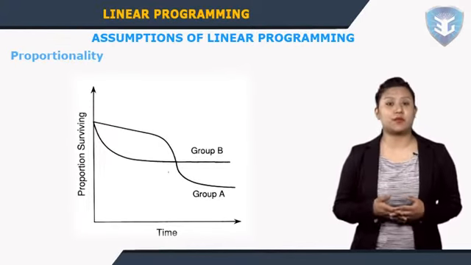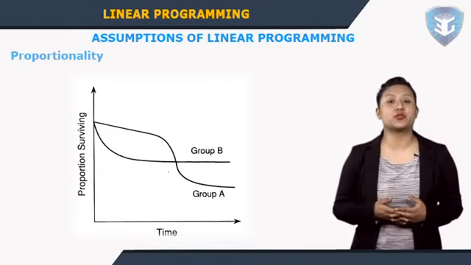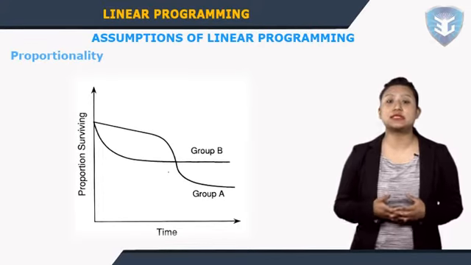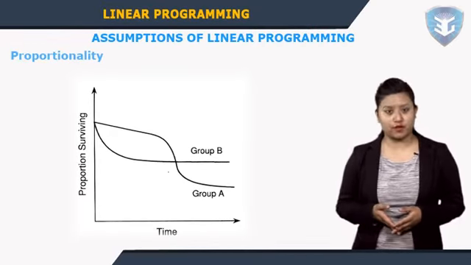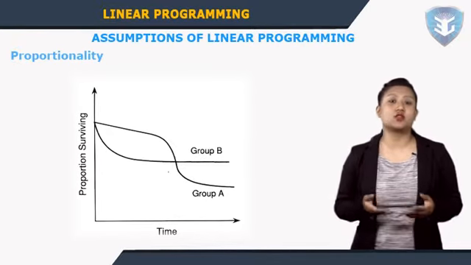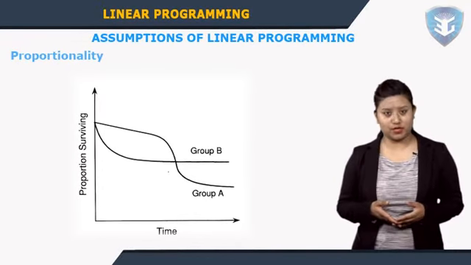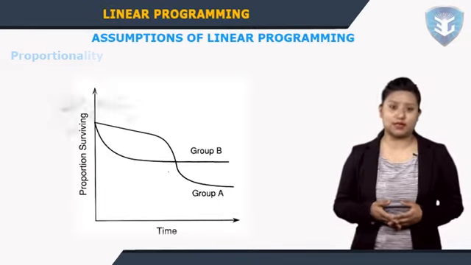Proportionality. Variables in linear programming models are assumed to exhibit proportionality. Proportionality deals with the contribution per unit of each decision variable to the objective function. This contribution is assumed constant and independent of the variable level. There are no economies of scale.